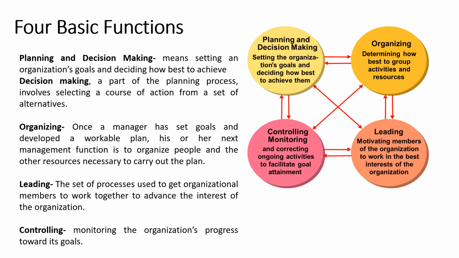So we have the actions. Okay, so decision making is a part of the planning process. So it involves choosing a course of action from a set of alternatives. So planning and decision making will help managers maintain their effectiveness by serving as a guide for their future activities. So in other words, the organization's goals and plans clearly help managers decide how to allocate their time and resources.